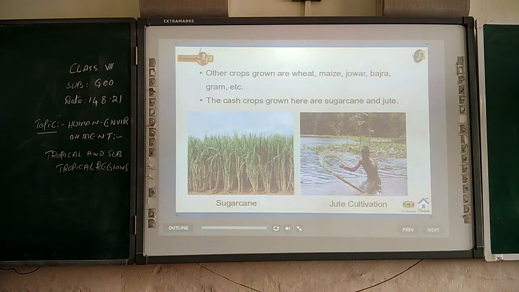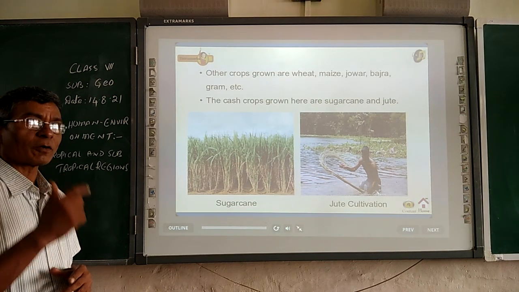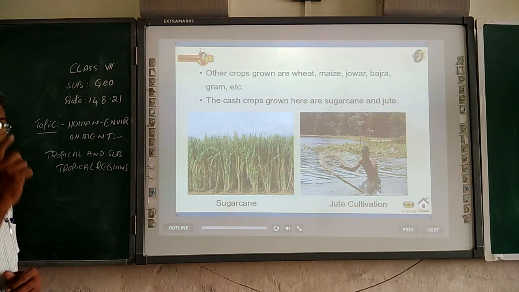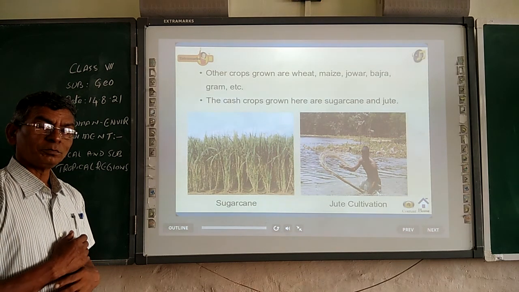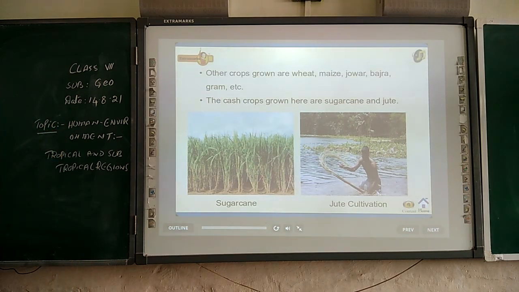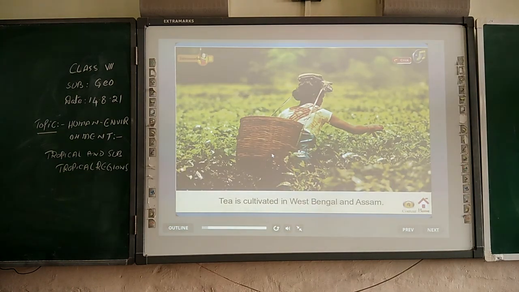Sugarcane is the best example of a plantation crop, whereas jute is the best example of a fiber crop. Jute is considered a fiber crop, and jute is considered as what? Tell me, jute is considered as black gold, because it requires black alluvial soils. Tea is cultivated in West Bengal and Assam. Tea is cultivated mainly in Assam as well as West Bengal, that is the hilly region.